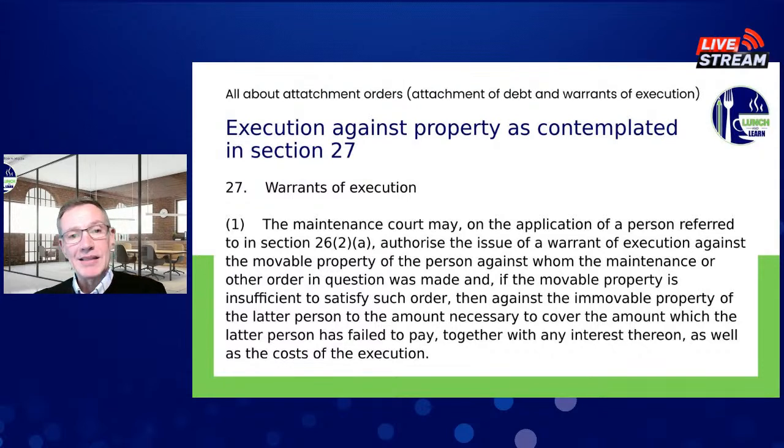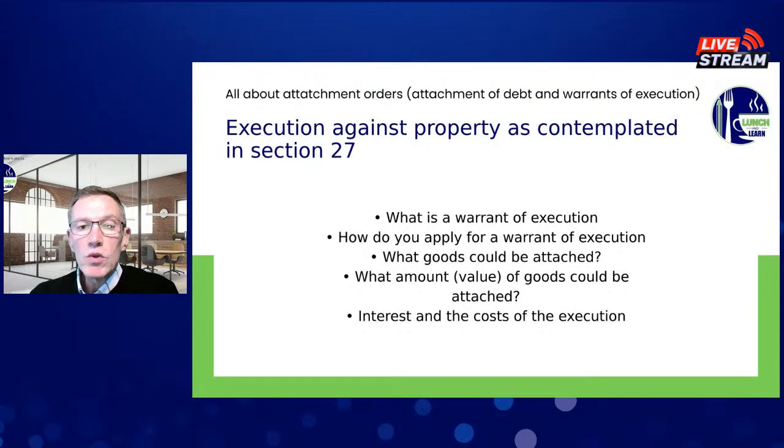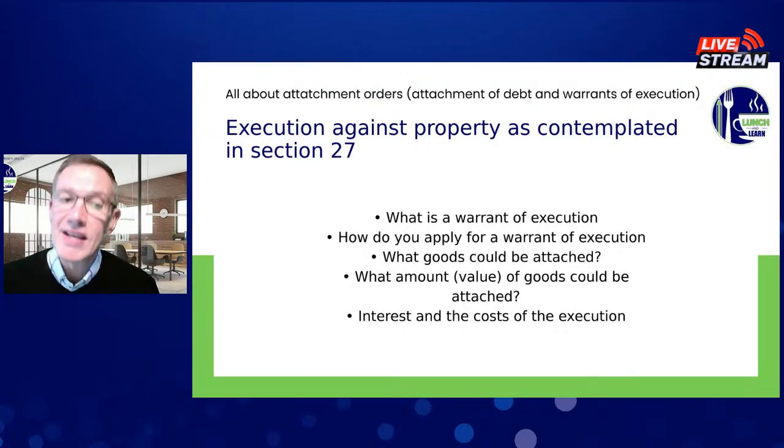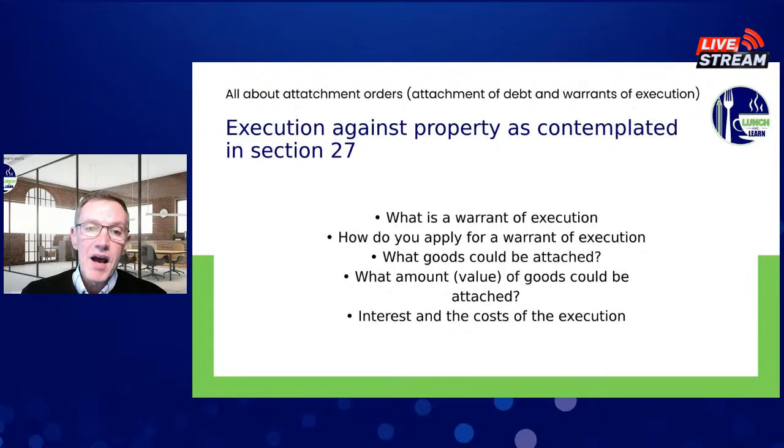So if one unpacks Section 27 and takes it apart bit for bit, we will see that there are a couple of things addressed in Section 27. Number one, to start off with, what is a warrant of execution? It's an attachment of movable property or property that is also authorized by court. Section 27 also speaks about how you apply for a warrant of execution. In terms of Section 27, it is clear that it is upon application, and we'll deal with that in a couple of minutes. Section 27 also deals with what goods could be attached.